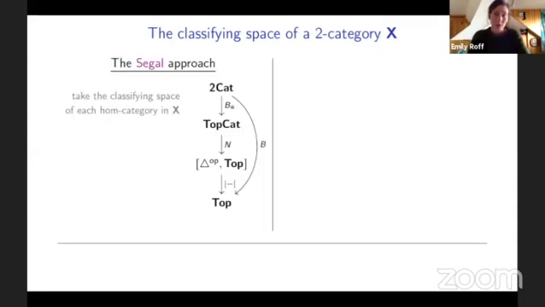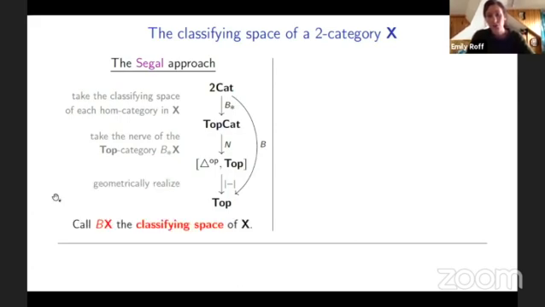So on the left here, this approach is due to Segal. So Segal said, take your 2-category X, so its hom objects are categories, and by replacing each hom category with its classifying space, we get a topologically enriched category. The nerve of that topologically enriched category is naturally a simplicial topological space, and we can geometrically realize it to get a single topological space, which can reasonably be called the classifying space of the 2-category X.